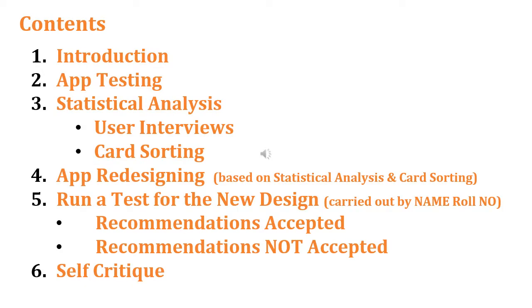Table of contents. First of all, introduction. Second, app testing. Third, statistical analysis and user interviews, and then card sorting. Fourth, app redesigning. Fifth point is run a test for the new design carried out by name and roll number. Recommendations accepted and recommendations not accepted. And sixth, the last point is self-critics.